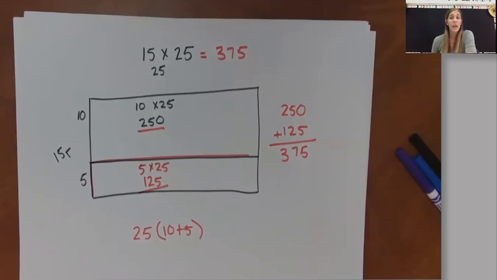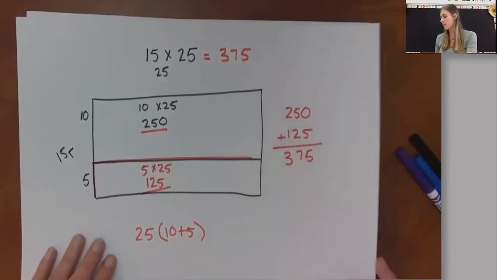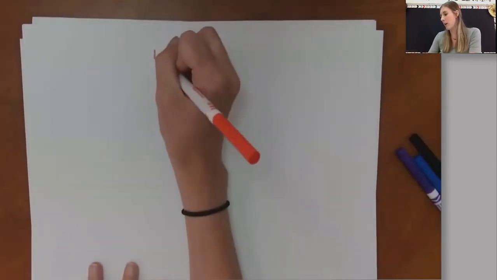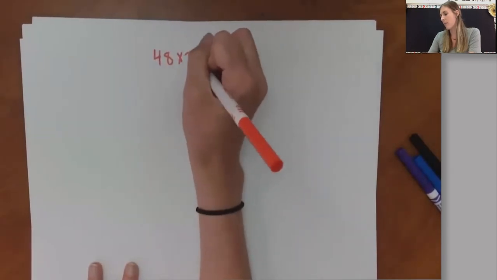And we can even be flexible in which numbers we break apart. Remember, the goal here is to make it easier. Okay, let's try another problem. Let's try 48 times 23. Do these steps with me on your own paper.